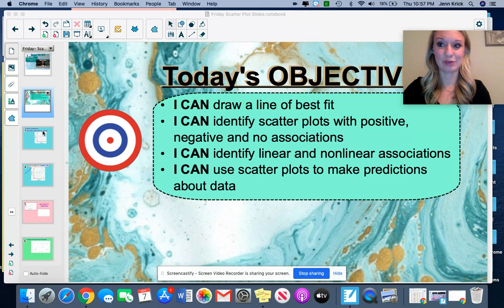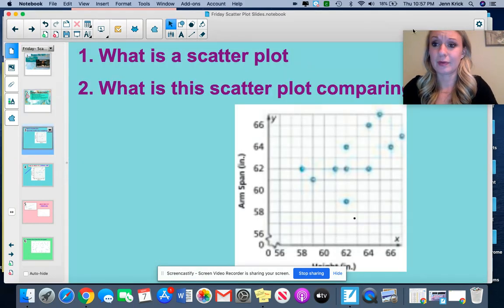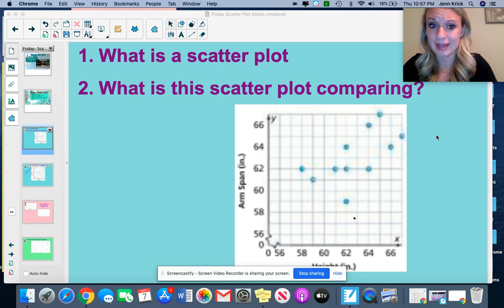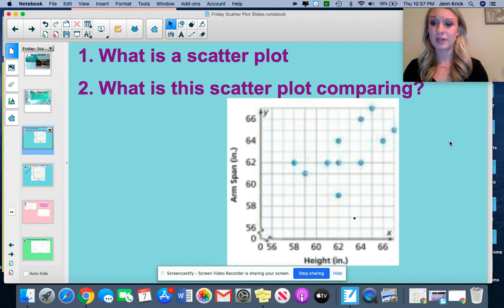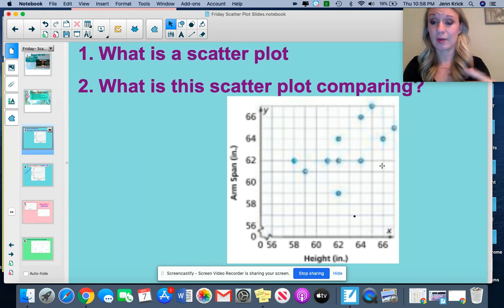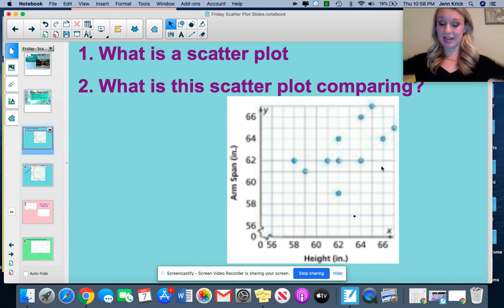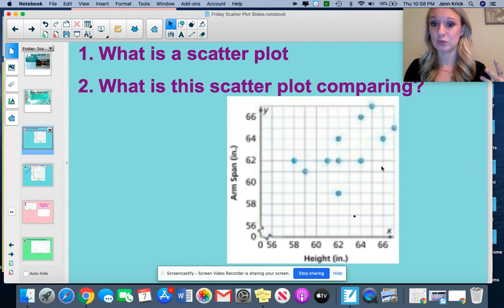Okay. So here we go. When we're looking at scatter plots, number one, what is a scatter plot? And number two, what is this scatter plot talking about? What is it comparing? Well, we know that a scatter plot is a graph that's used to plot data points and compare two variables. This graph in particular is talking about height and arm span. You guys, we did this at the beginning of the year. We measured our height and then we compared our wingspan, and we compared the two.